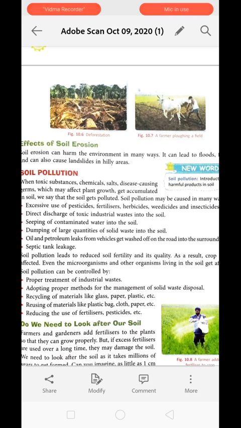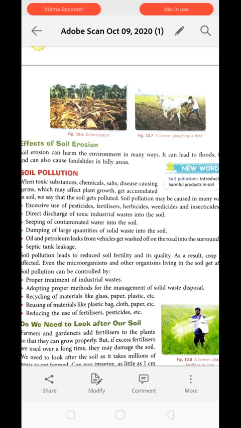Next is dumping of large quantities of solid waste into the soil. It also causes pollution. Next is oil and petroleum leaking from vehicles, getting washed off on the road or into the surrounding soil. They also cause pollution. Next is septic tank leakage. It is also a very big reason for soil pollution.